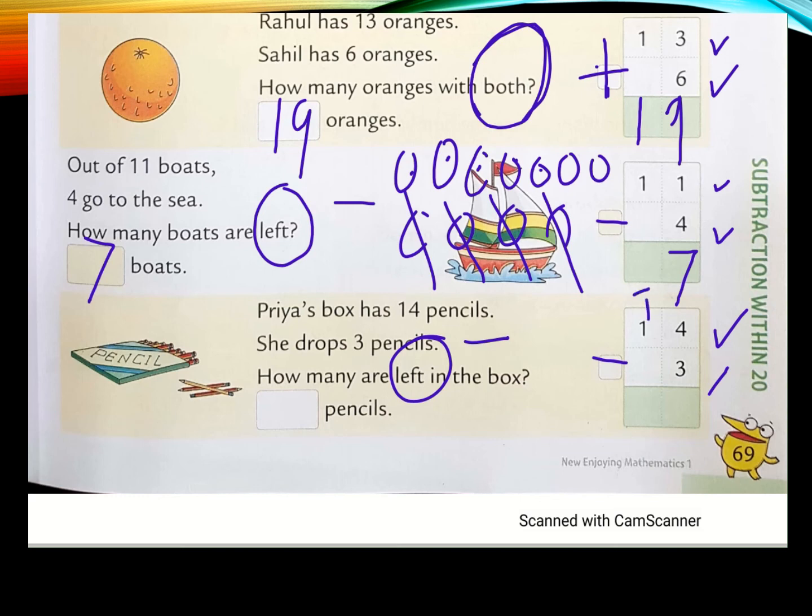Tens and ones. 4 minus 3 is 1. There's no number here, so you can just bring down 1 over here. So how many pencils does she have now? She has only 11.